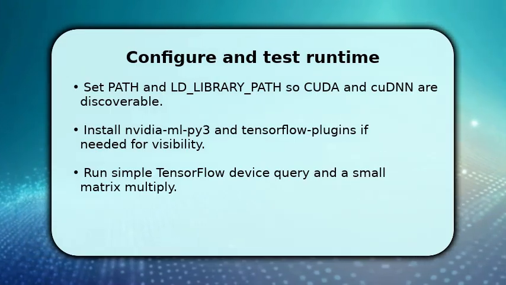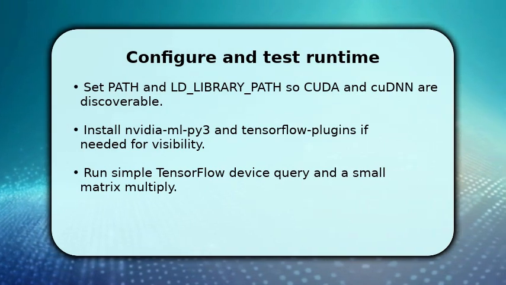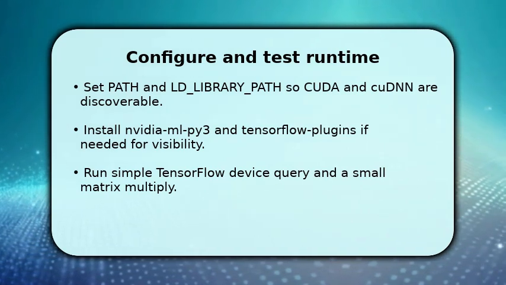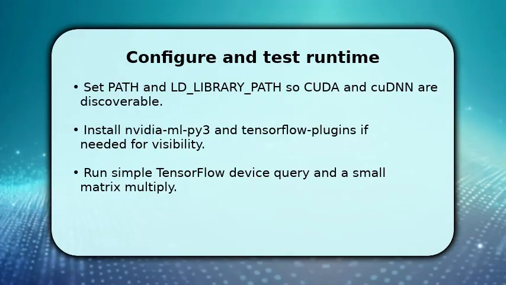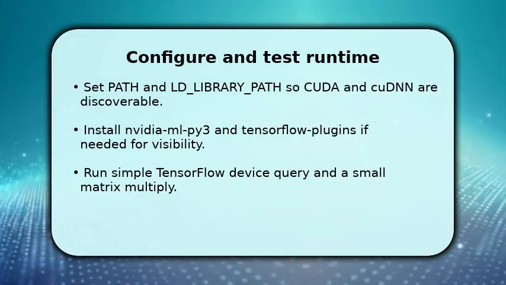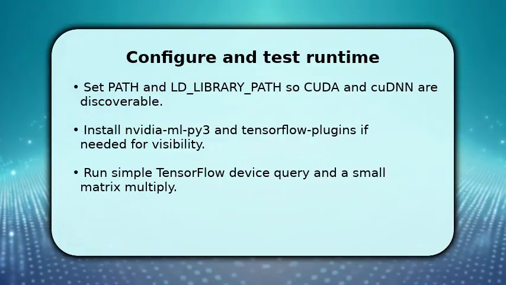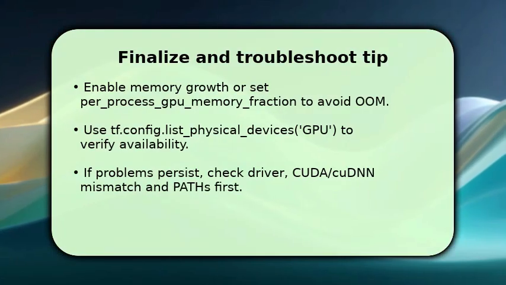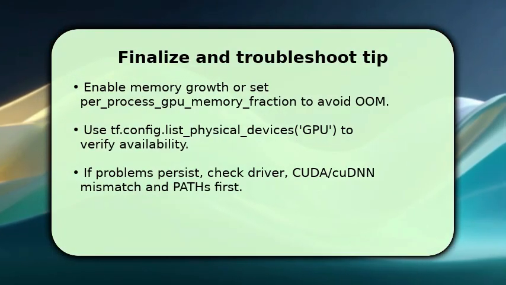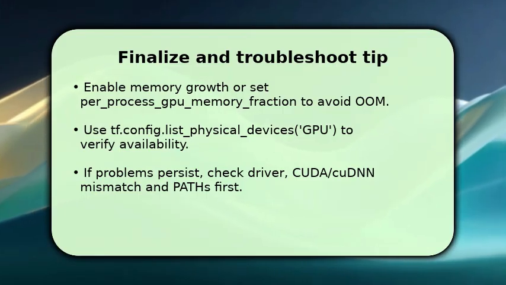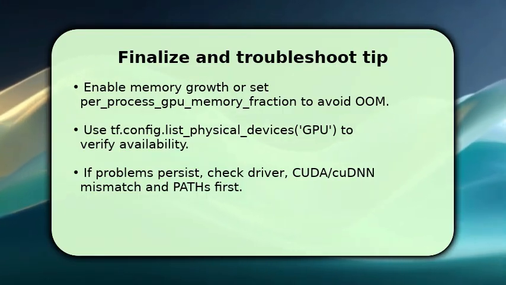For example, a 1024 x 1024 matrix multiply on a TF device/GPU. To finalize, configure TensorFlow GPU options. Enable memory growth or set an explicit memory fraction so your process doesn't reserve all GPU RAM. Use tf.config.experimental.set_memory_growth.